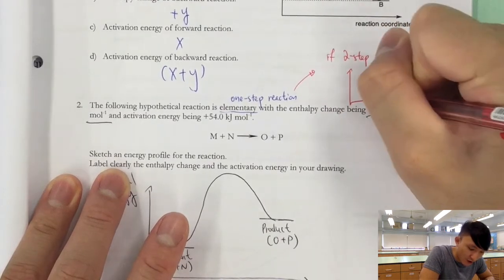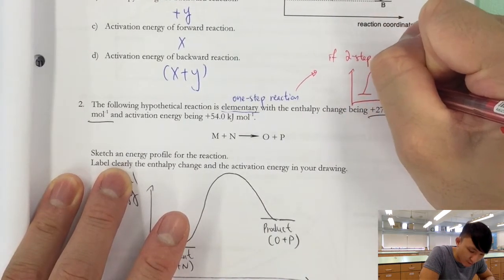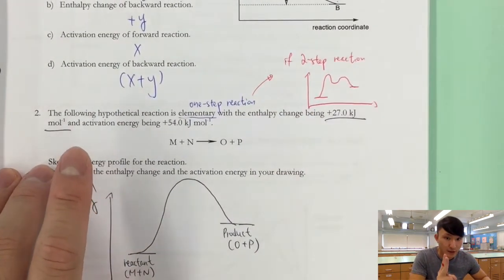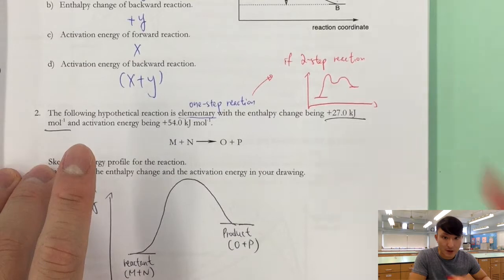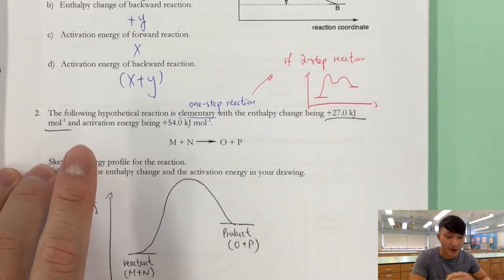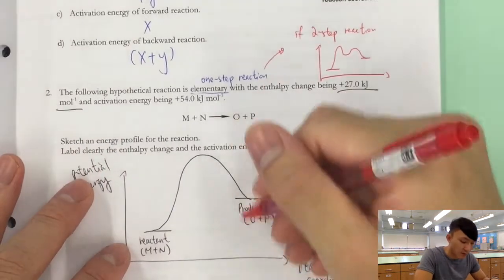then the energy profile will be like this. Okay? So you see, this one will have two activation energies because there are two steps. If there is a three-step reaction, then there will be three activation energies. Okay? Now, anyway, let's go back to here.